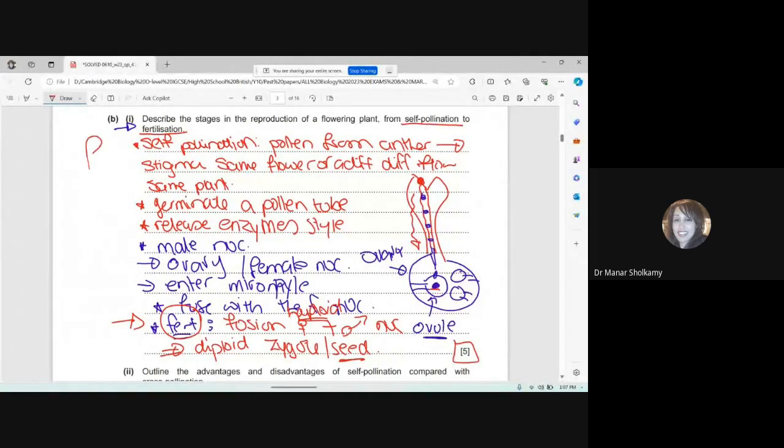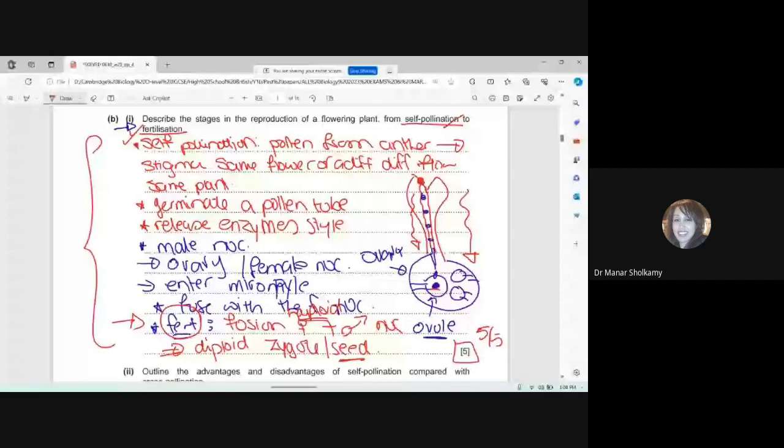So here you gave all the points that they need in order to score 5 out of 5. You defined self-pollination at the beginning, and then you described the process just like they asked you, and then you defined fertilization at the end. You mentioned that the male and female nuclei are haploid, and they will give you a diploid seed or a diploid zygote. Okay? And this is also an example of sexual fertilization in plants.